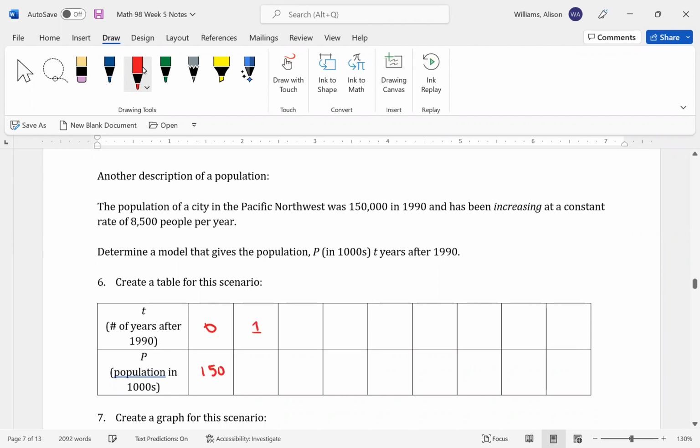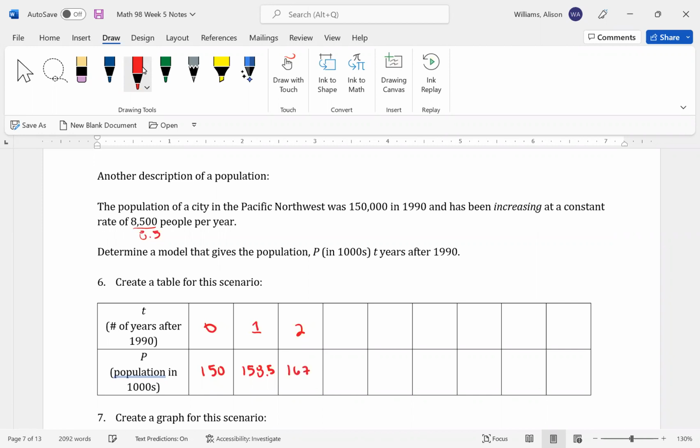So year 1, it'll be 8,500 more. So that's going to be 158.5 if I'm going by thousands. So 158.5 in thousands is 158,500. So I'm basically adding 8.5 each time. For this, 8.5 is how we measure that in thousands. Okay, so adding 8.5 again, 158.5 plus 8.5 in my calculator gave me 167.